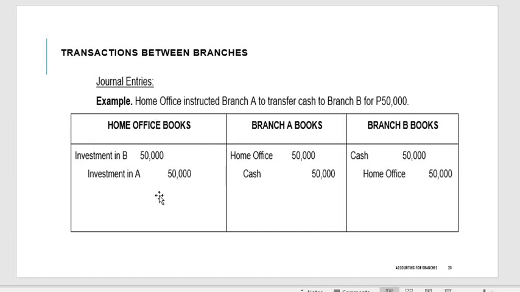So, sa libro kasi ni home office, pwede several branches yan. So, dapat i-separate din yung account titles, no? But sa libro ni branch, isa lang naman talaga yung office kasi, di ba? Home office and its branches. So, sa books ni branch B, being the recipient of the cash, mag-debit siya ng cash, credit siya ng home office.